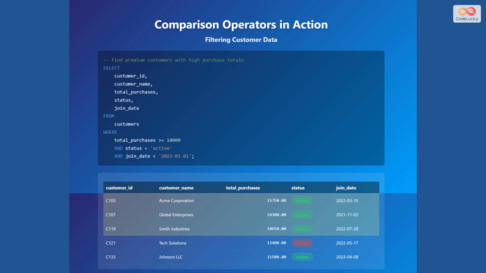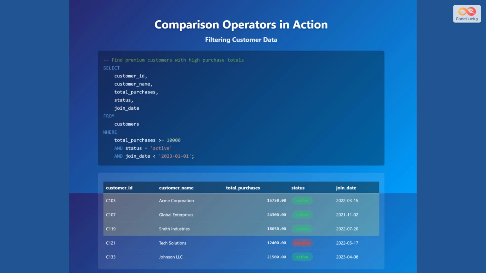Let's see how comparison operators are used to filter customer data in a real-world example. This SQL query finds premium customers with high purchase totals. It selects the customer ID, customer name, total purchases, status, and join date from the customers table where the total purchases is greater than or equal to 10,000, the status is active, and the join date is earlier than January 1, 2023. The table shows the results of the query.